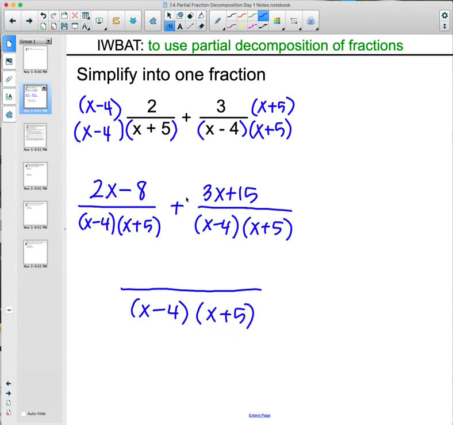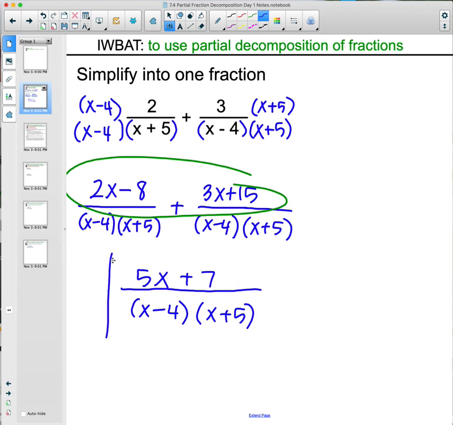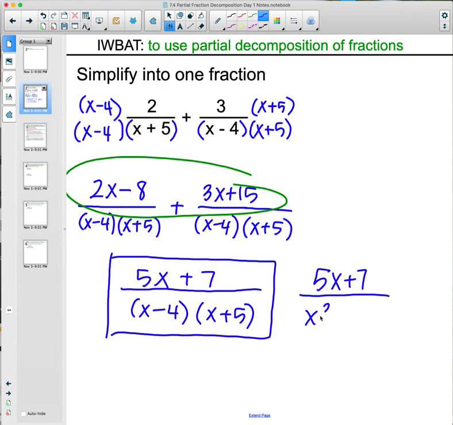And we'll combine our like terms up here. We're going to put these two together: 2x plus 3x is 5x, and negative 8 plus 15 is positive 7. Then we get this as our final single fraction. And if we did multiply the denominator out, we could just FOIL that, and we would have gotten x squared plus 1x minus 20.